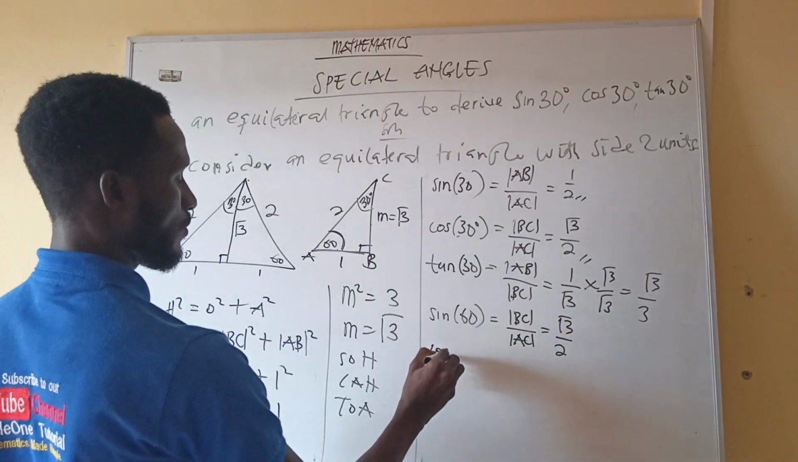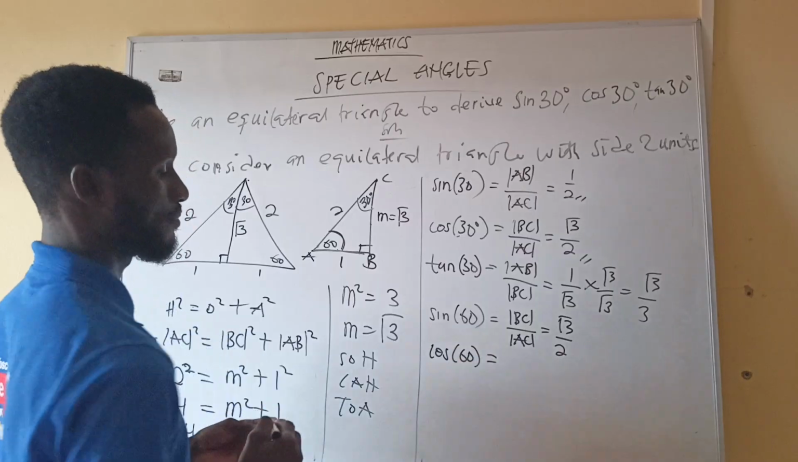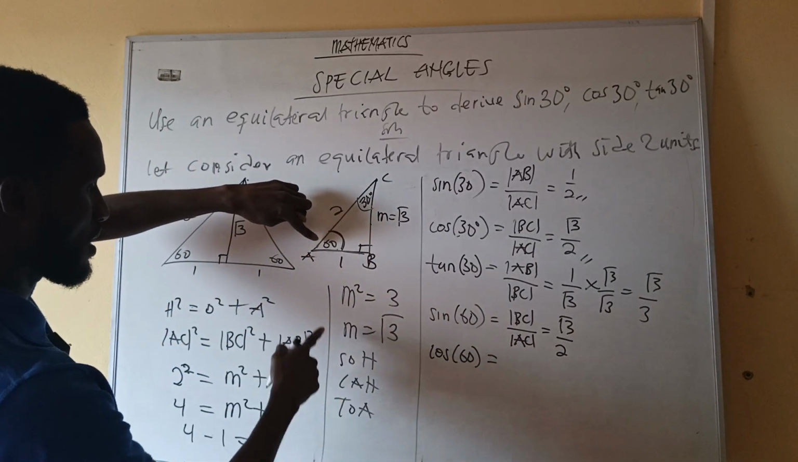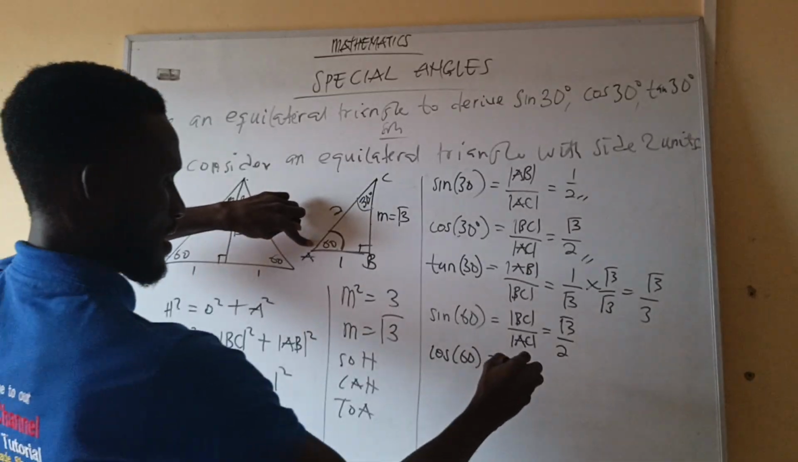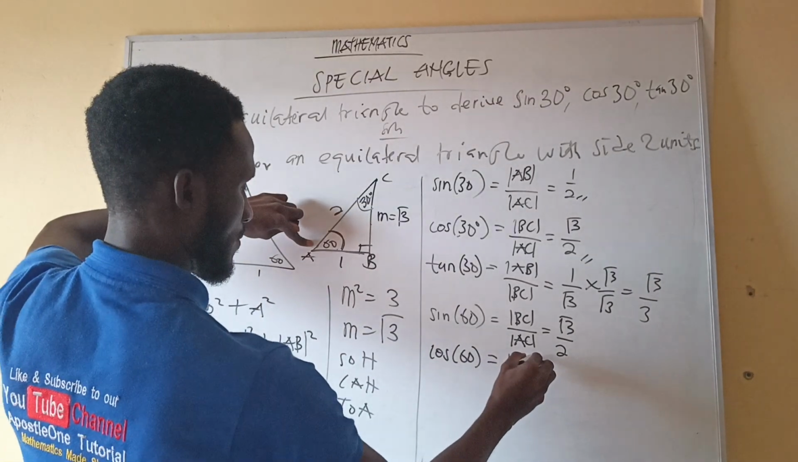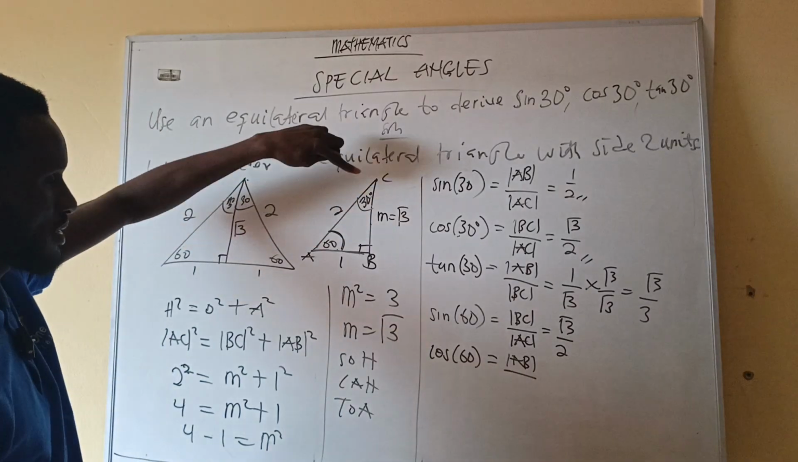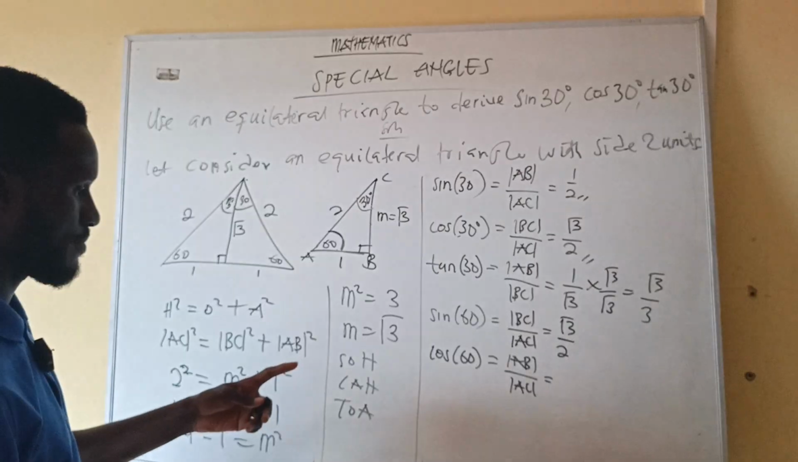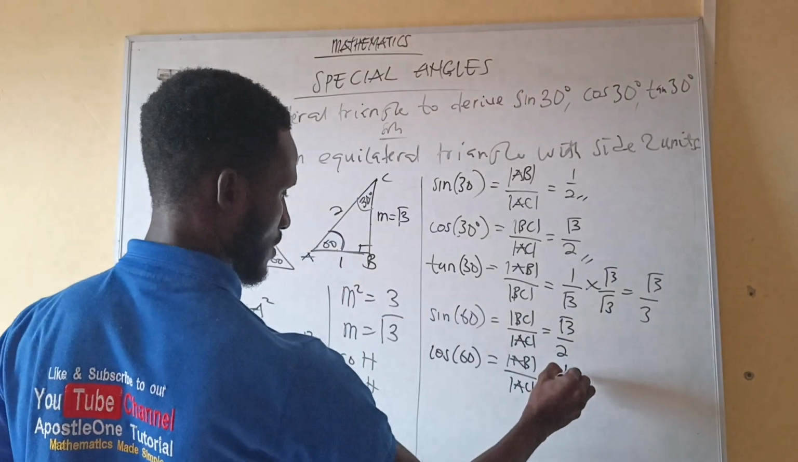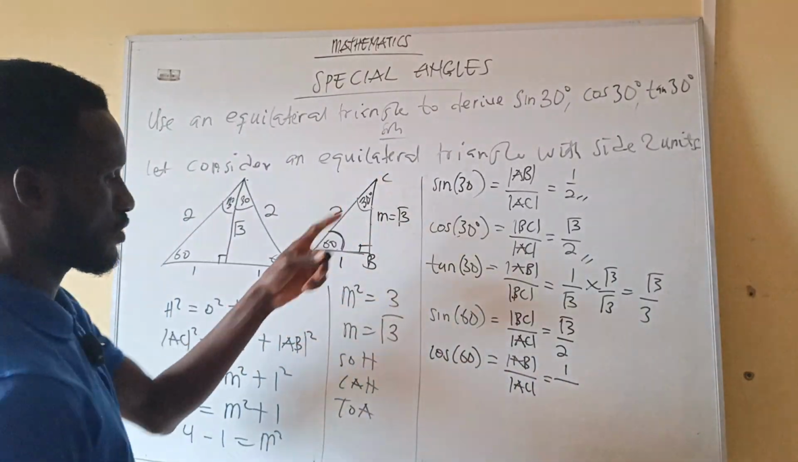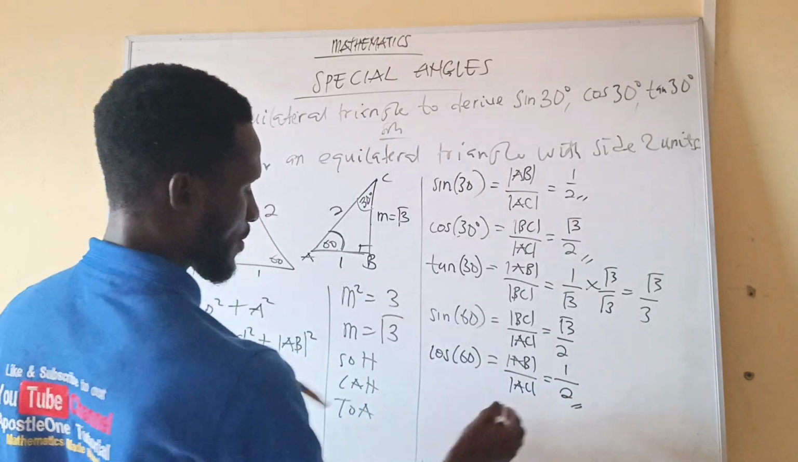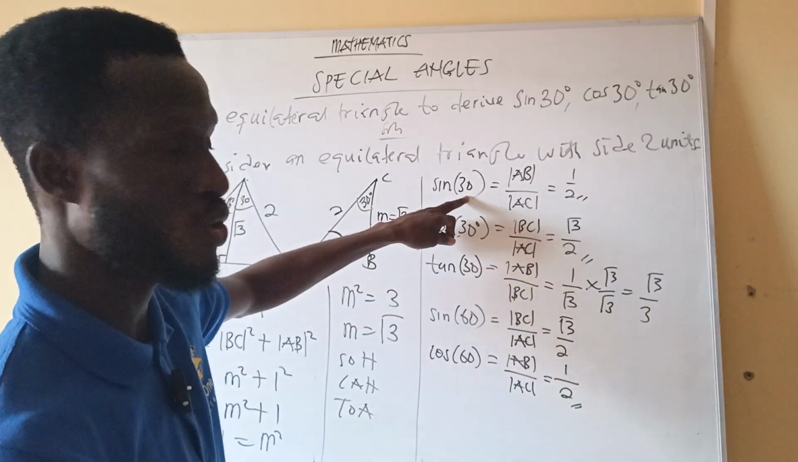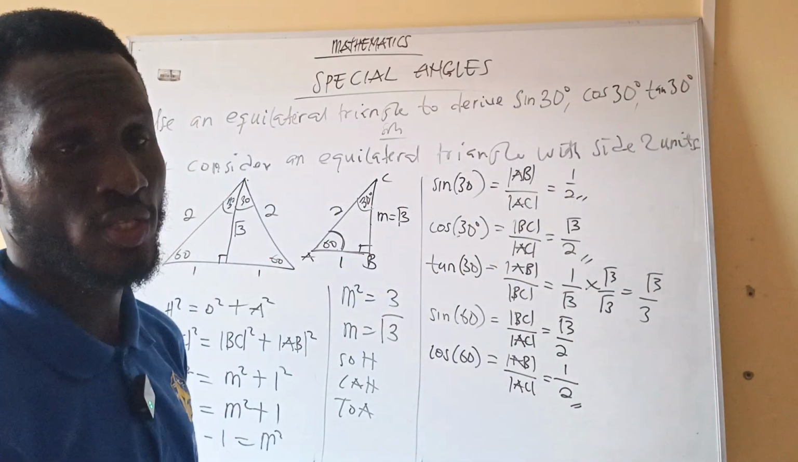Now, cos 60. Cos is adjacent over hypotenuse. Now, the adjacent is AB, the hypotenuse is AC. AB is 1, AC is 2. Now, what are we getting for cos 60? Cos 60 is 1 out of 2, which is the same as sine 30 because they are complementary angles. So, we're supposed to get the same thing here.